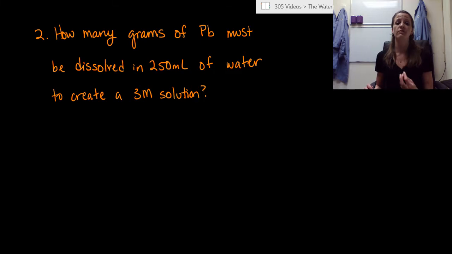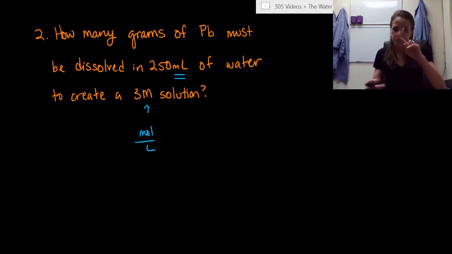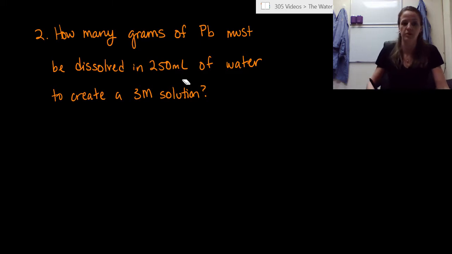My biggest piece of advice is to start with a single unit number from the problem. Milliliters is a single unit, whereas molarity really is moles per liter, so it's a combination unit or a fraction. I would definitely start with the 250 milliliters. So let's start there, 250 milliliters. Now, we're trying to get to molar, which we said was moles per liter.